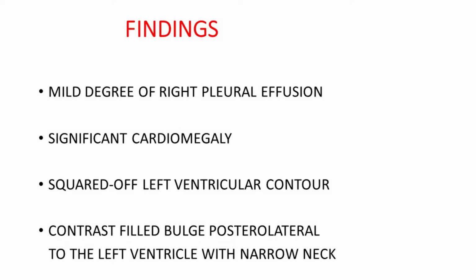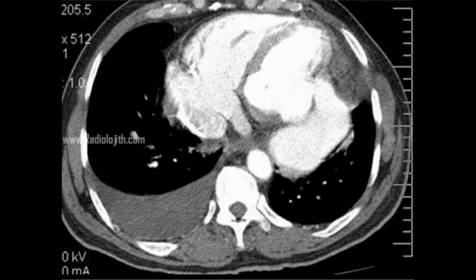Topogram and plain CT chest reveal a mild degree of right pleural effusion. There is significant cardiomegaly. The left ventricular contour appears squared off with a well-defined bulge. On CT chest, there is a large contrast-filled dilatation of the left ventricle from the posterolateral aspect with a narrow neck. There is no calcific or thrombotic or embolic foci in the given images. There is no well-defined myocardial wall around the bulge.